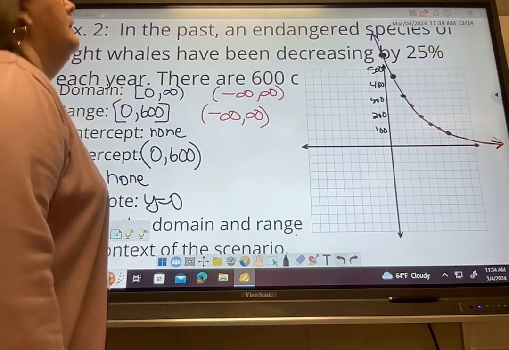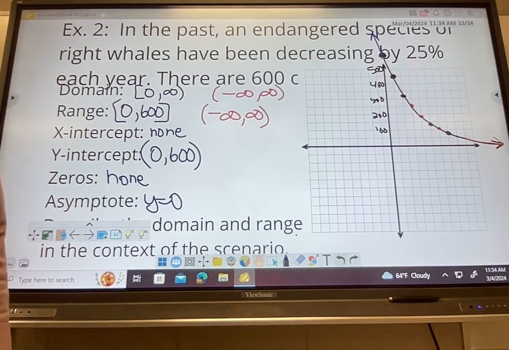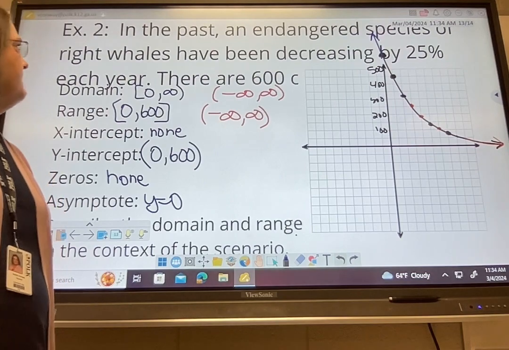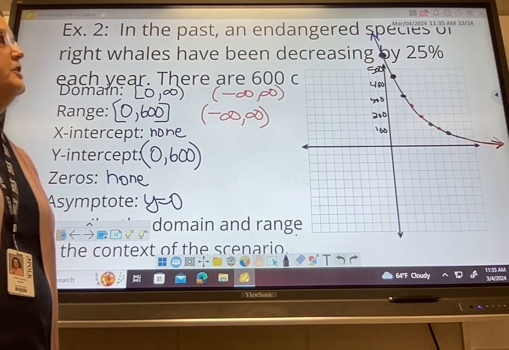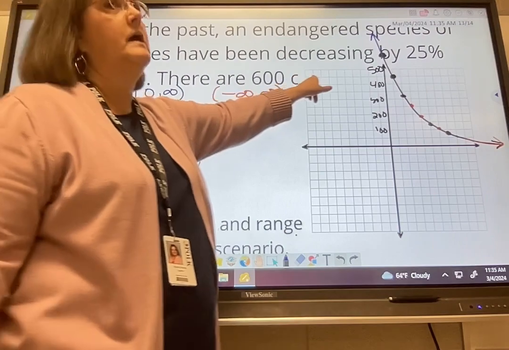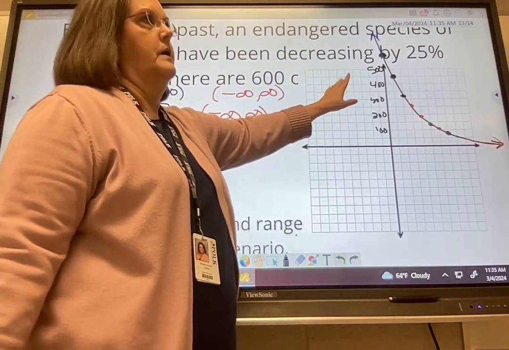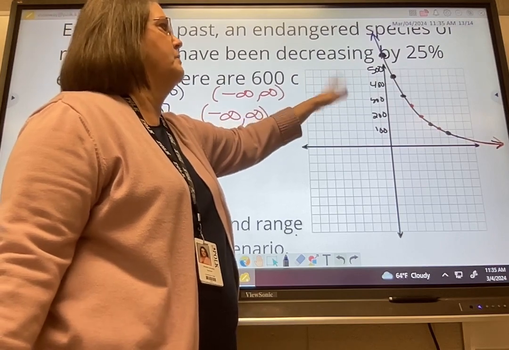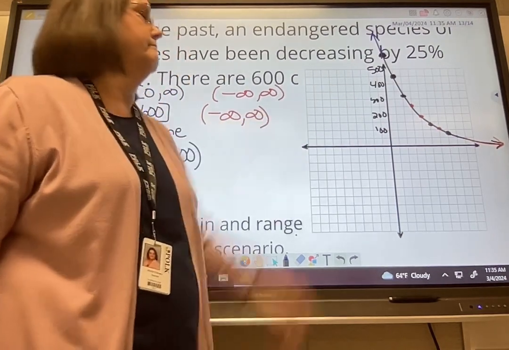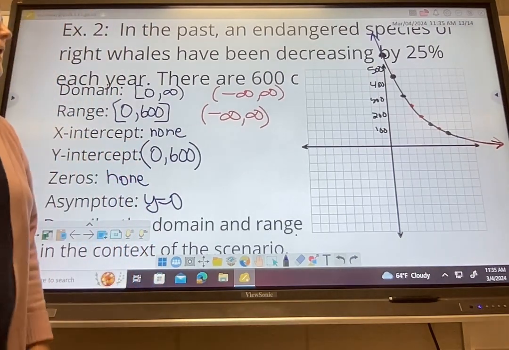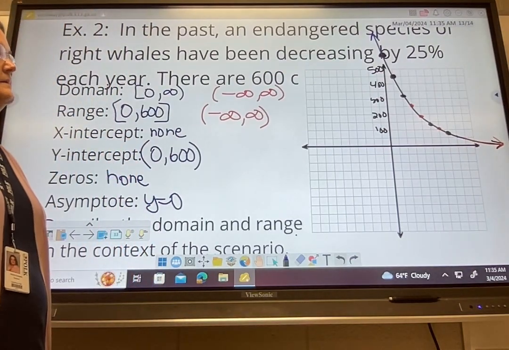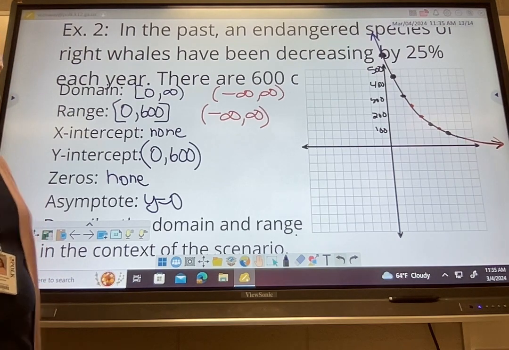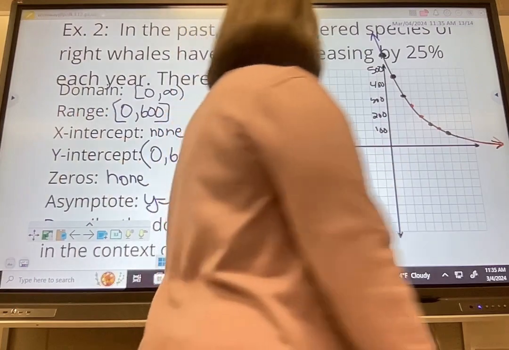Okay, and now this one here: in the past, an endangered species of right whales have been decreasing by 25% each year. There are 600, and the word currently was in my notes in my PowerPoint. However, when it imports into this ViewSonic board, it got rid of that word. But anyway, the gist of the problem is up here. So I sketched that one. You can put this one into Desmos as well.